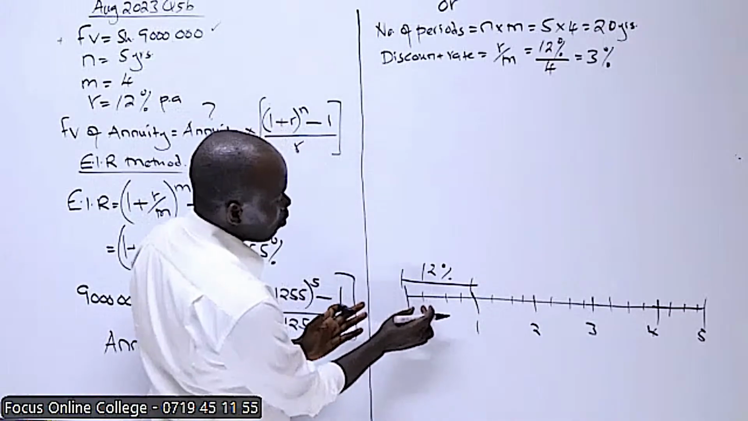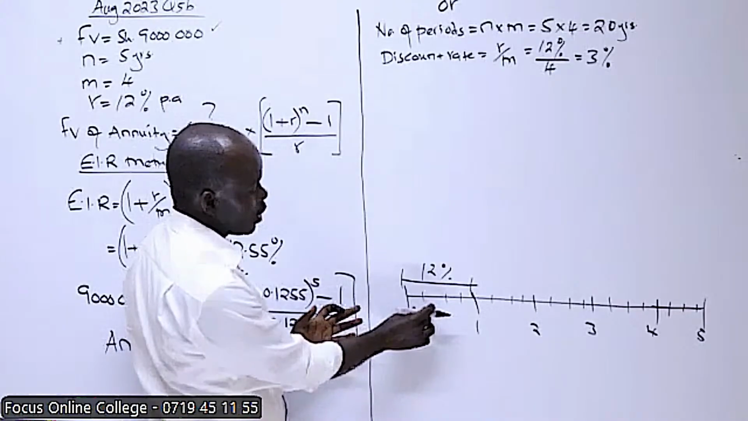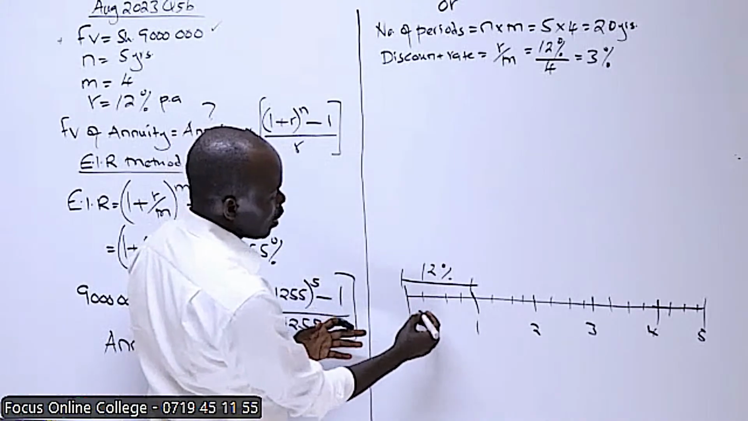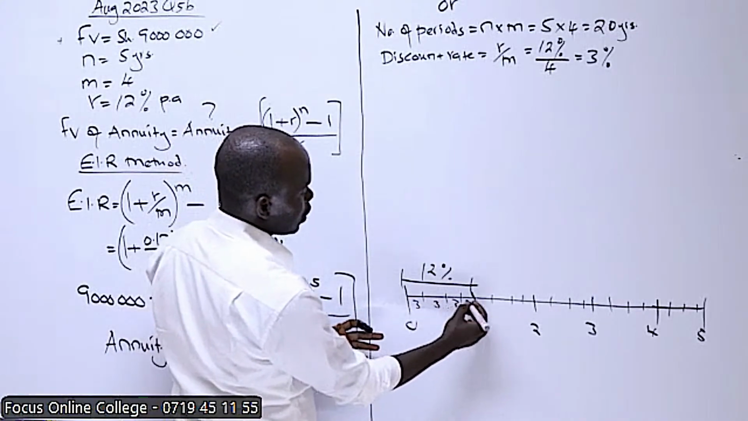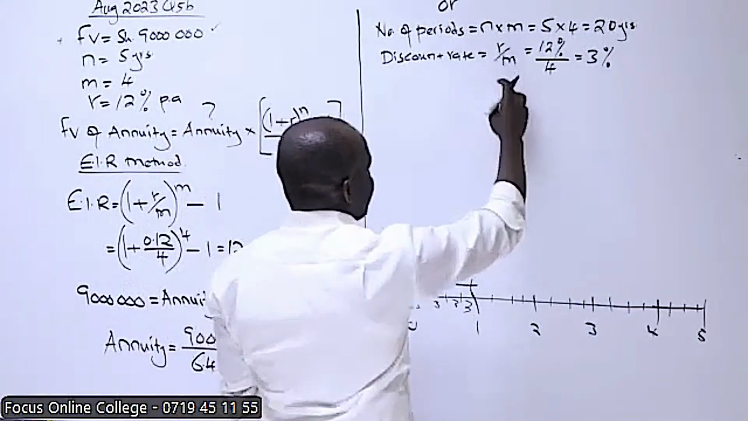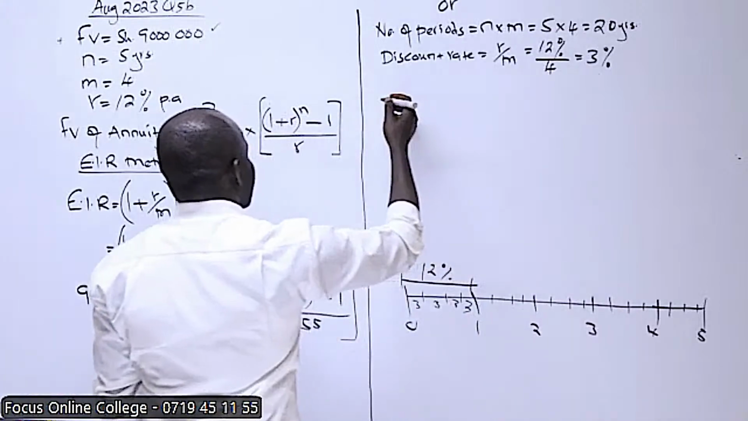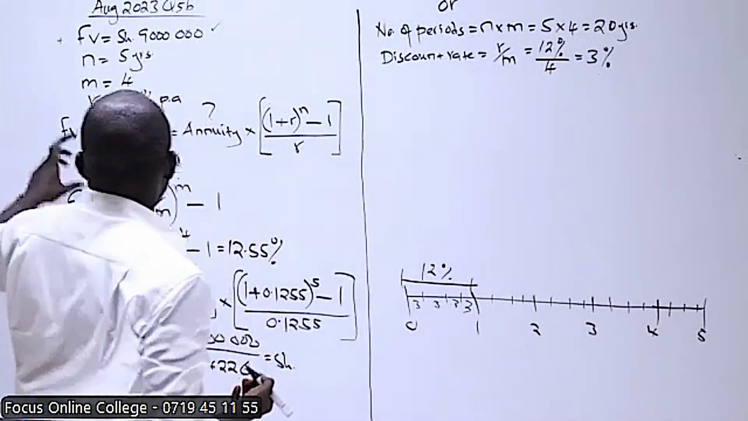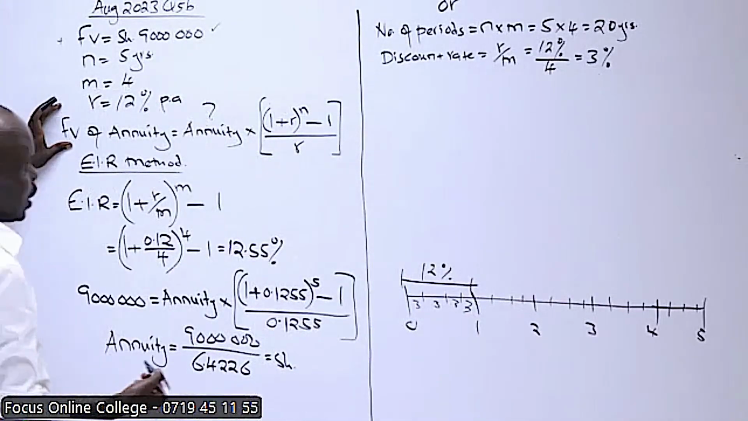But we are only compounding quarterly, for 3 months. So you divide by 4, you get 3, 3, 3, 3, which must add up to 12. That's why we're saying R over M, we're getting 3%. So with that now, we can apply this formula.